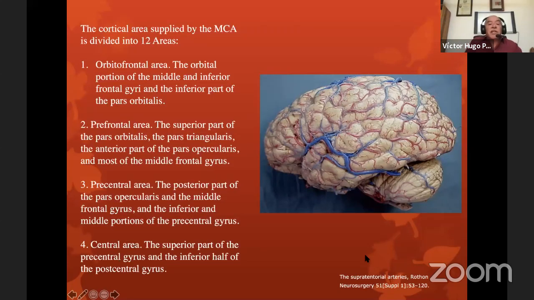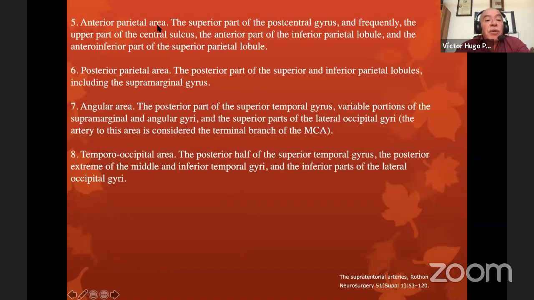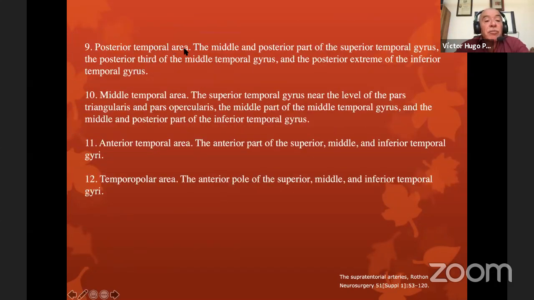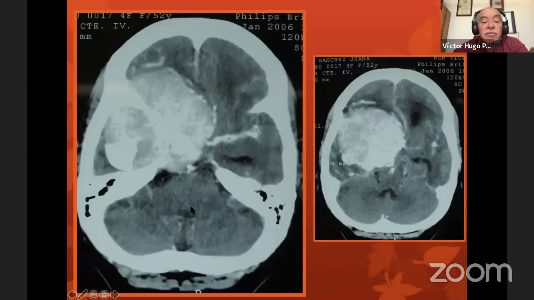The cortical area supplied by the middle cerebral artery is divided into 12 areas. Orbitofrontal area, prefrontal area, precentral area, central area, anterior parietal area, posterior parietal, angular, temporooccipital, posterior temporal area, middle temporal area, anterior temporal, and temporopolar area.